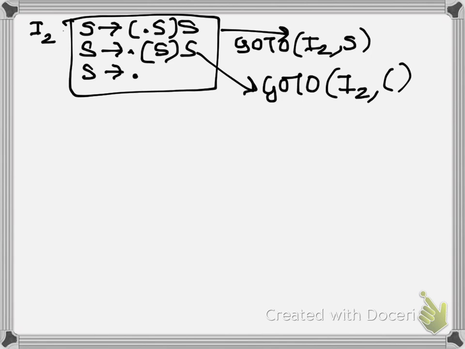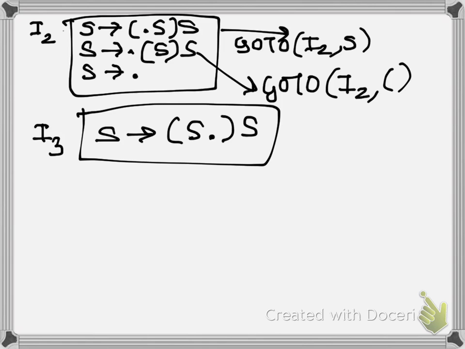Let us see what happens on capital S. Let us call it I3. On encountering capital S, it goes here. So what is the closure of I3? Closure of I3 is itself, the same. Since after the dot there is no variable, we stop here. So this is our I3. Goto I2 on S goes to I3. What about goto I2 on parenthesis? That is the second item.